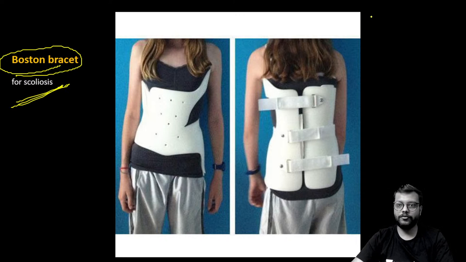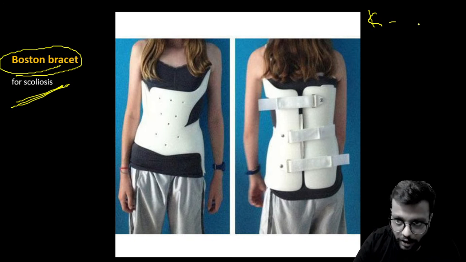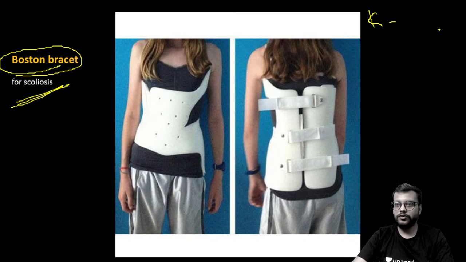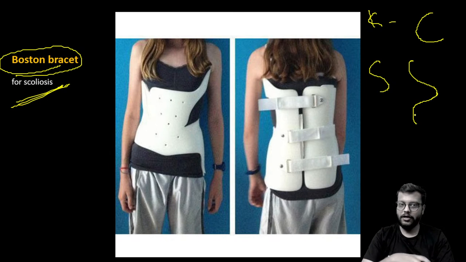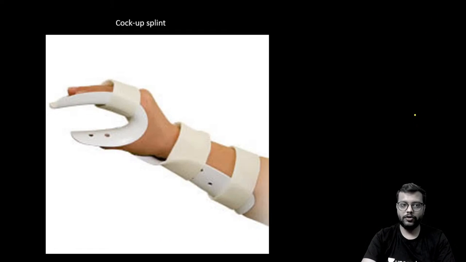Now what is kyphosis and what is scoliosis? In kyphosis, there will be forward bending. So the spine will bend forward, the curve will be like this. But in scoliosis, the spine will be like this, S shaped. Okay, like this. So this is your scoliosis.